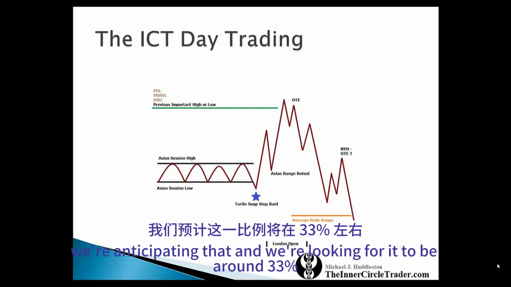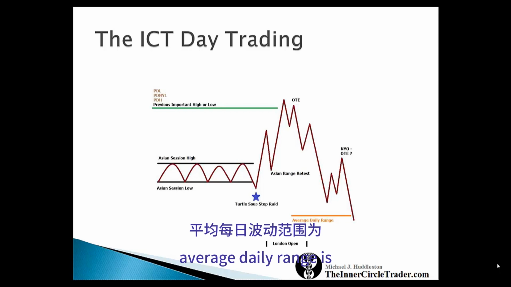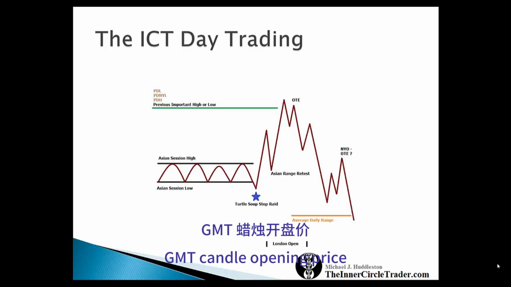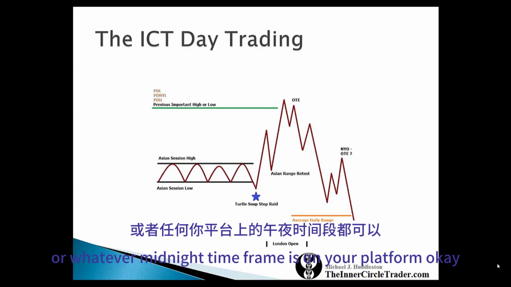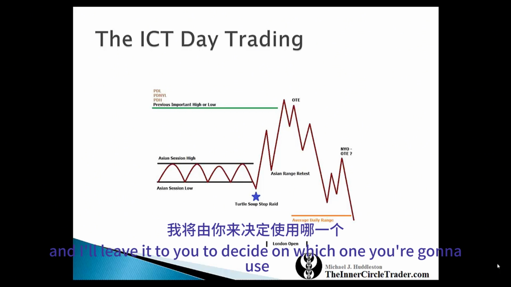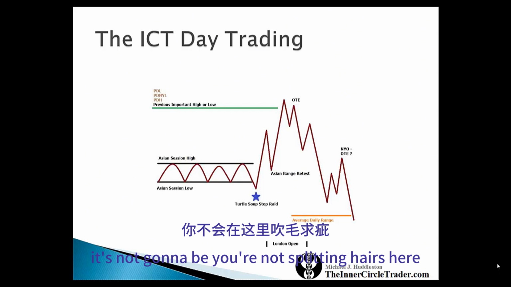We're looking for it to be around 33% of whatever the last 5 days average daily range is, and you add that range to the opening price on the 5 GMT candle opening price, or whatever midnight time frame is on your platform. Okay, so there's two variables there, and I'll leave it to you to decide which one you're going to use. It's not that big of a deal, guys. You're not splitting hairs here.